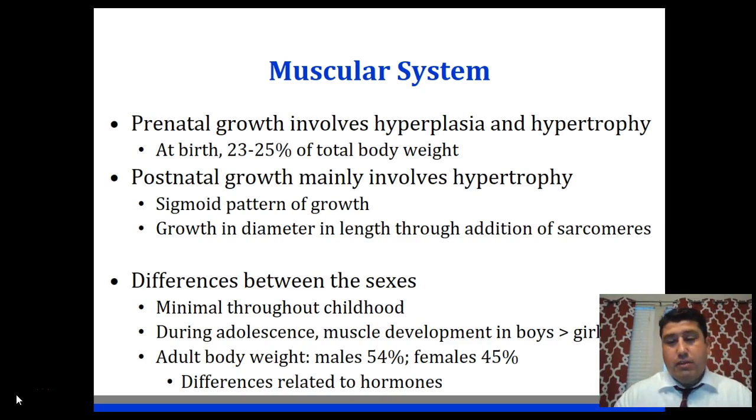Now, each of those cells then eventually grows in size. That's hypertrophy. So hypertrophy is the growth of individual cells. Hyperplasia is the increase in the number of cells. Hypertrophy is the growth of those cells. Okay. So at birth, muscle tissue accounts for about a quarter of our body weight. But eventually, as we mature, it'll account for nearly 50% of our body weight, depending on if you're a man or a woman.